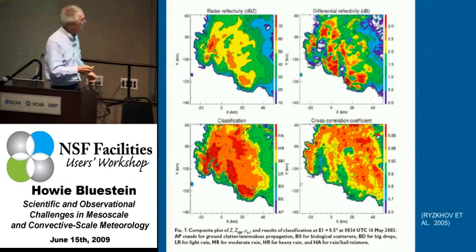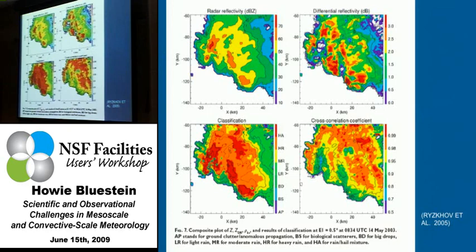This is some work done by Alexander Ryzhkov, and this is the radar reflectivity in a supercell storm. This is the differential reflectivity in dB. I won't try to interpret this for you, but you can see there are different values there. They mean different things. And based on the differential reflectivity and cross-correlation coefficient and KDP, which I'm not showing you, they were able to actually classify what type of hydrometeor we have within the storm. Do we have rain? Do we have hail? Large drops, small drops, cows, biological scatterers. I guess a cow would be a biological scatterer.